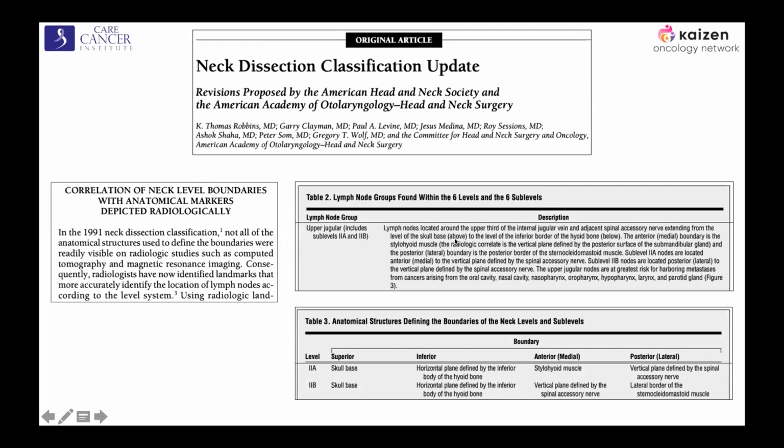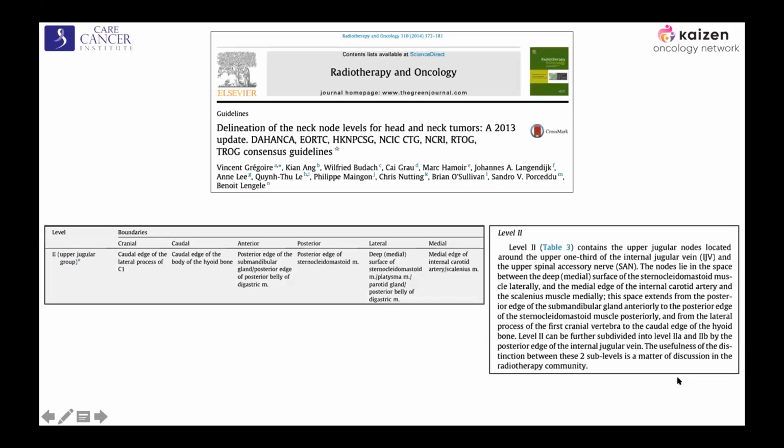So the same group used radiological landmarks for level 2. So 2A: superior border is the skull base, and the inferior border is the hyoid bone, the inferior border for both 2A and 2B. Anteriorly, like I said, 2A extends from the stylohyoid muscle till the vertical plane defined by the spinal accessory nerve. We know the surrogate for this is the posterior border of the internal jugular vein. And posterior to the internal jugular vein up to the posterior border of the sternocleidomastoid is your 2B. So this is our delineation guideline. So this is what we are following now.